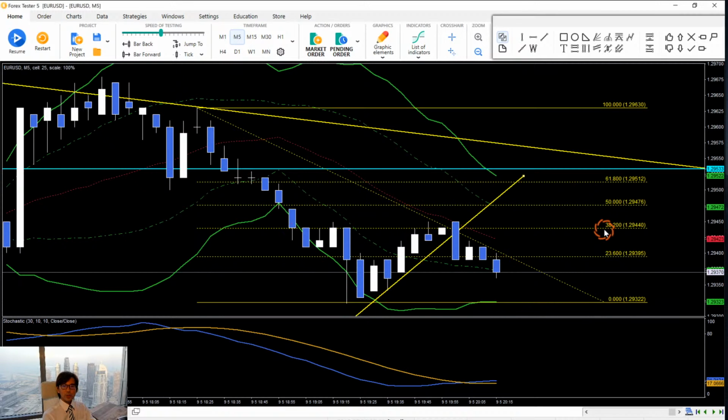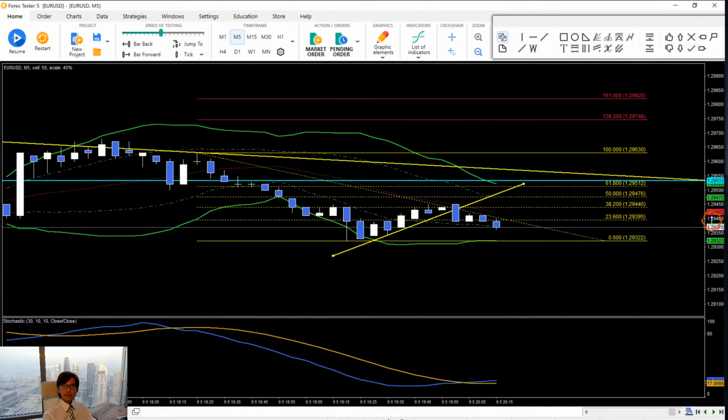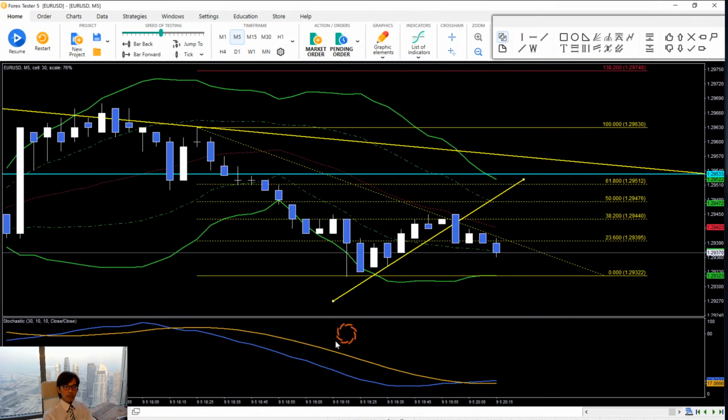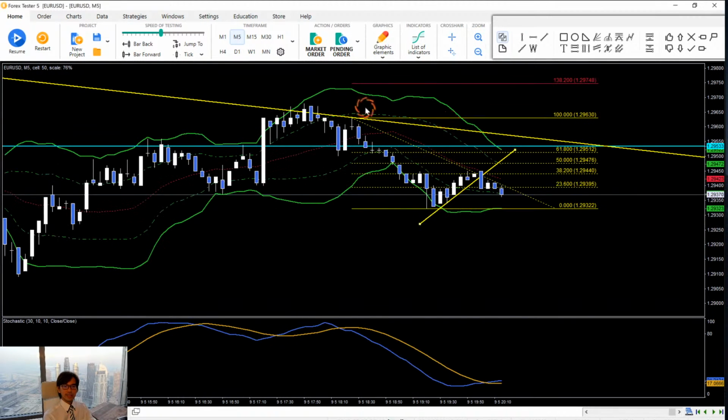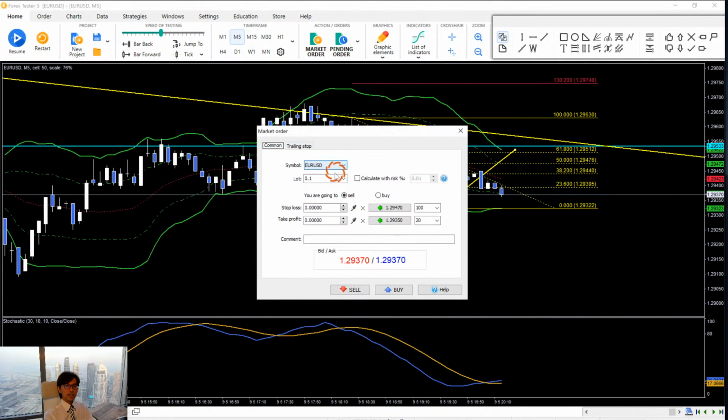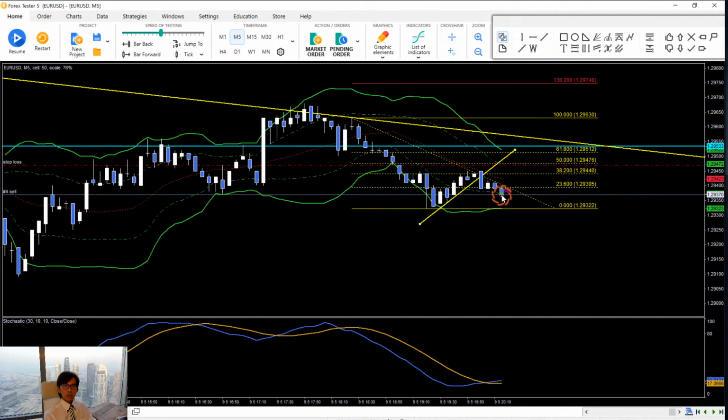And yeah, so here I place a sell. So let me place a sell right now. I go to market order, and I just place a 0.1 lot size, and make sure it's sell, and place a stop loss 10 pips above, and press the sell button. So here I placed the sell position.